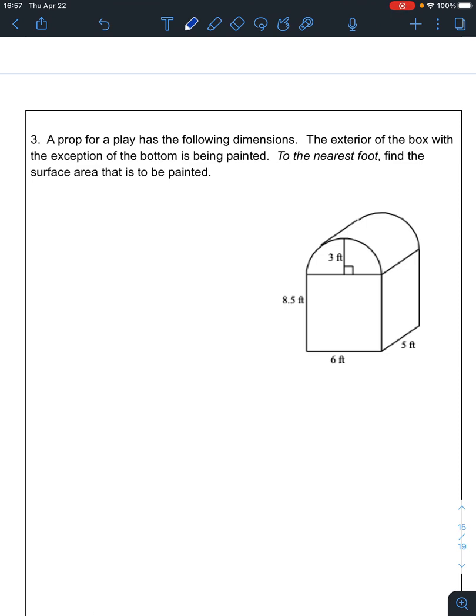So a prop for the play has the following dimensions. The exterior of the box, with the exception of the bottom, is being painted. To the nearest foot, find the surface area that is to be painted. Well, if the bottom isn't going to be painted and the top has part of that cylinder, we could take this and just do lateral area. So we could use the lateral area of our prism.